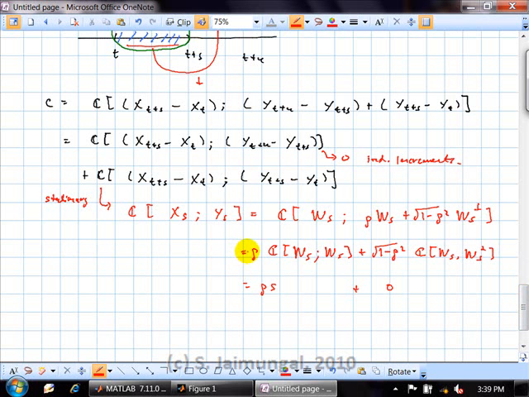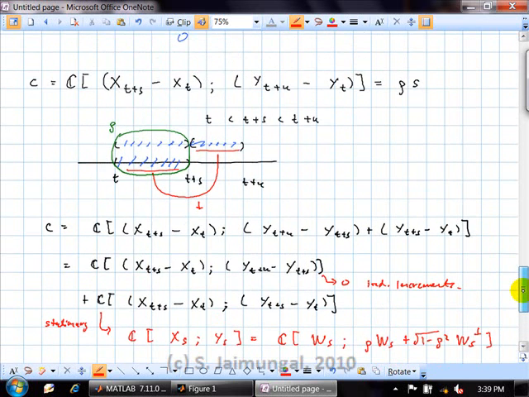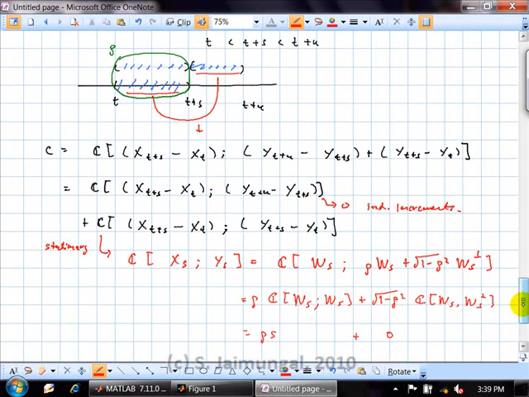That's it. So that's our result. Rho times s, as I said above. Questions about the calculation?